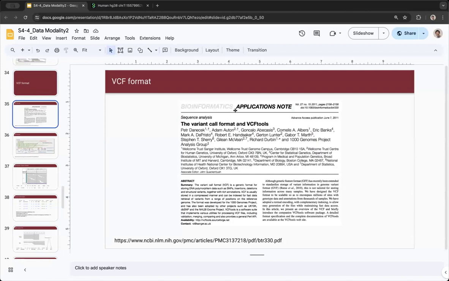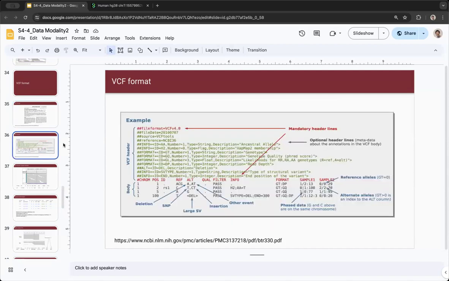Also, if you call structural variation, like copy number variation, copy number deletions, duplications, insertions, translocations, anything you can think of as a variant, we put it in the VCF. VCF stands for variant call format, right? And VCF has a structure with two parts.